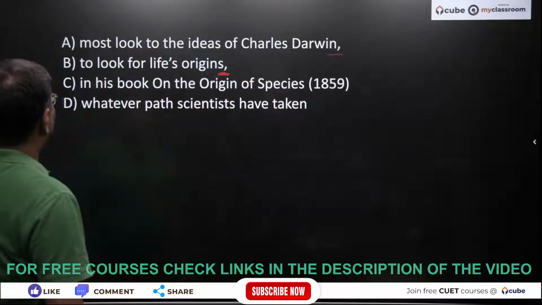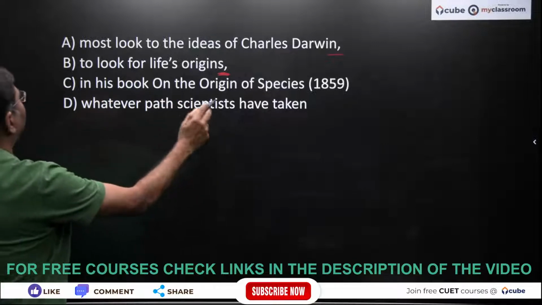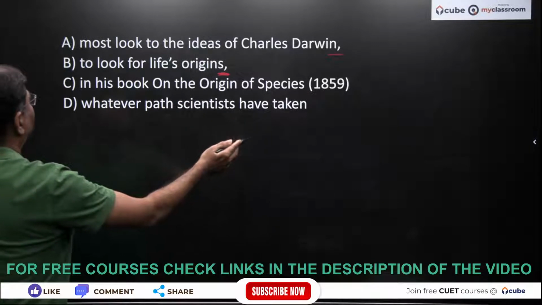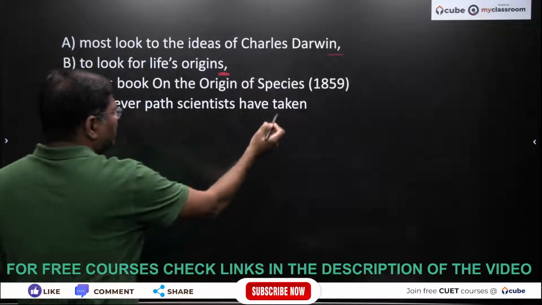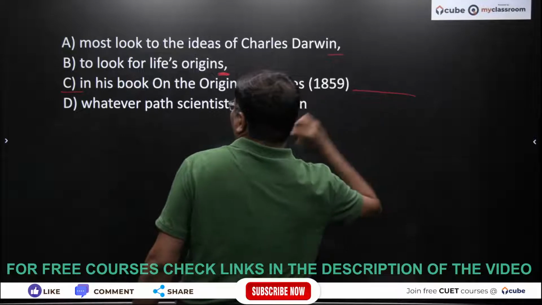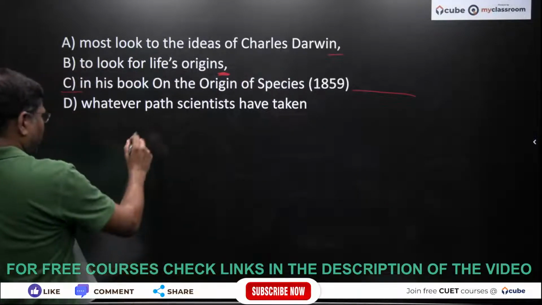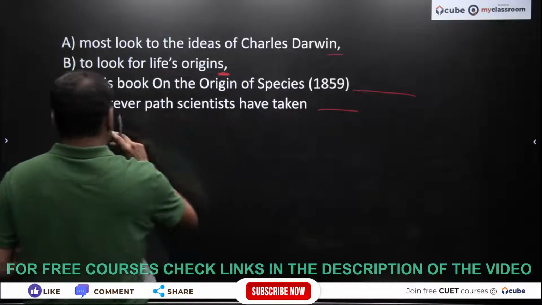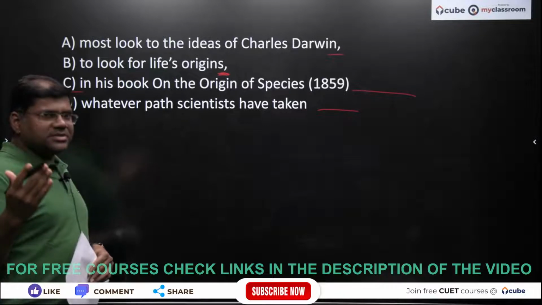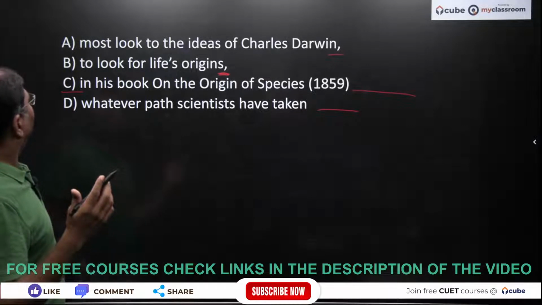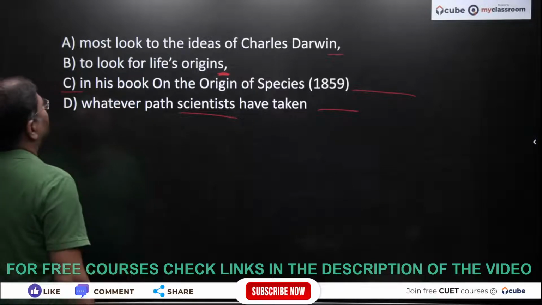Okay, so how are we going to go ahead? Suppose you start with "in his book on the origin of species". It doesn't go anywhere, because if you try to put anything after C, it doesn't gel, correct? It becomes a bit difficult. Let's try to see if we can put something after D. Whatever path scientists have taken, correct? Whatever path scientists have taken, scientist is not Darwin, so you cannot put C after D.